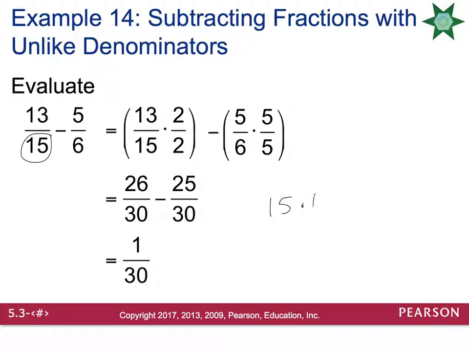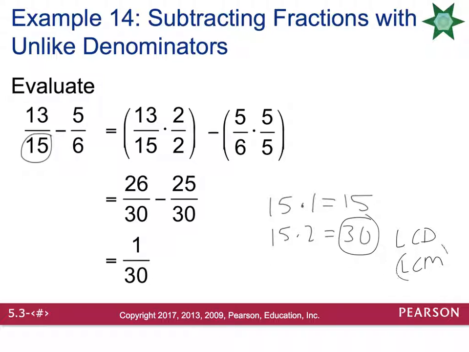So 15 times 1 is 15, and does 6 go into 15? No. So we try another one. 15 times 2 is 30. We know 15 goes into 30 because we just did it. Now, does 6 go into 30? Yes, it does. So that would be our least common multiple or our least common denominator, LCD or LCM, whichever you want to call it. So we want to get 30 as our denominator.